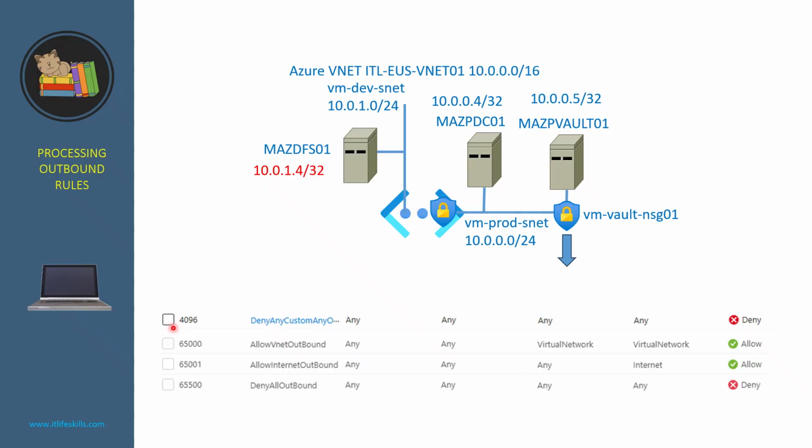As 4096 is less than 65,000 and 65,001, it will be processed first. And the rule is to match all the traffic, which means any traffic coming out of the vault will be processed by this rule and is denied, and the traffic will never be processed by the default security rules.